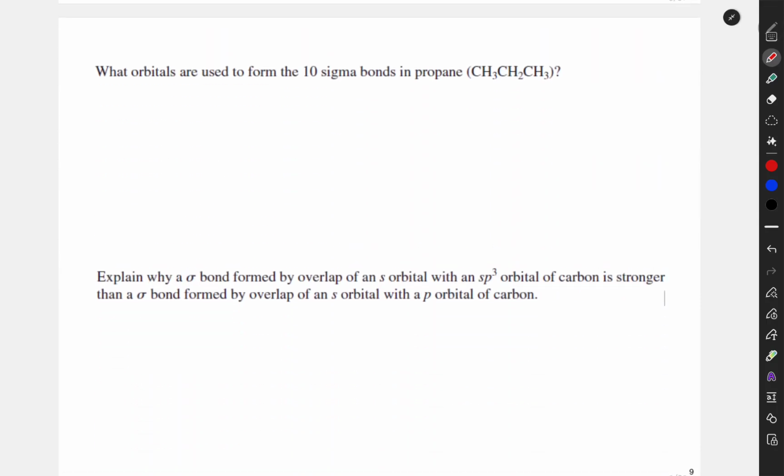So as a simple practice, you can solve the quiz here. What orbitals are used to form the 10 sigma bonds in propane? And the bottom one: explain why a sigma bond formed by overlap of an s orbital with an sp3 orbital of carbon is stronger than a sigma bond formed by overlap of an s orbital with a p orbital of carbon.